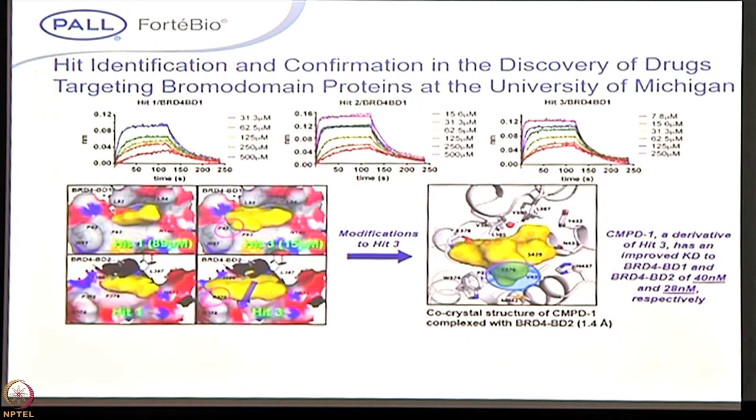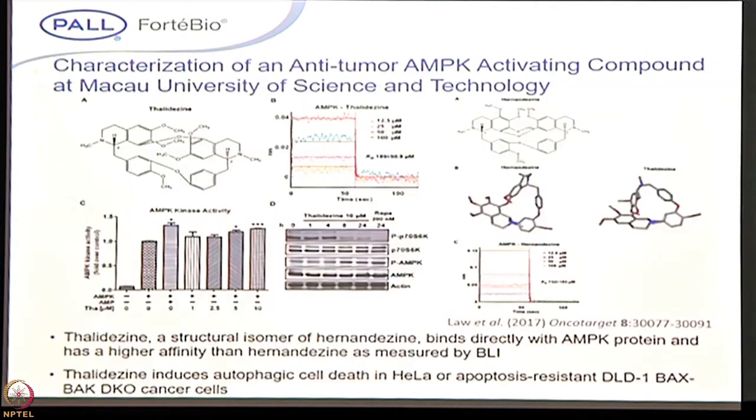That was for the bromodomain 1 protein. One more example I can show is the characterization of the AMPK protein with two compounds, thalidazine and one more. Thalidazine and its structural isomer are compared, and thalidazine shows more binding compared to the other. You can quickly screen using this tool.